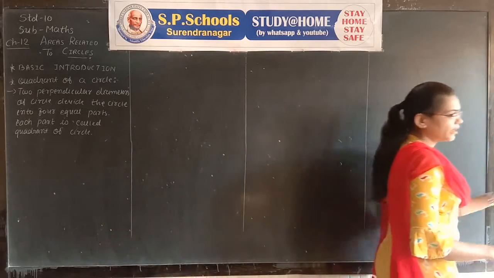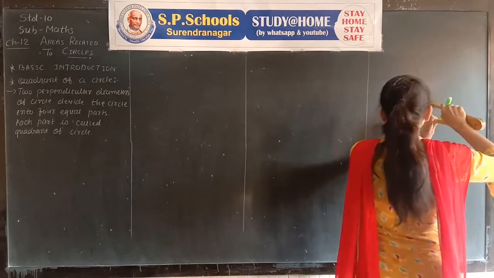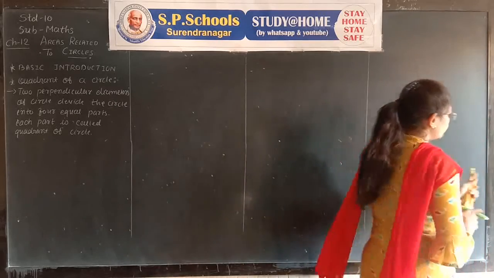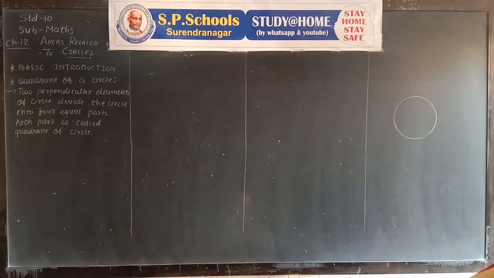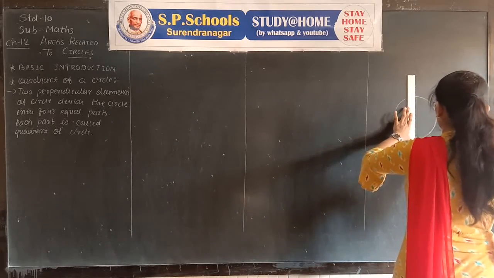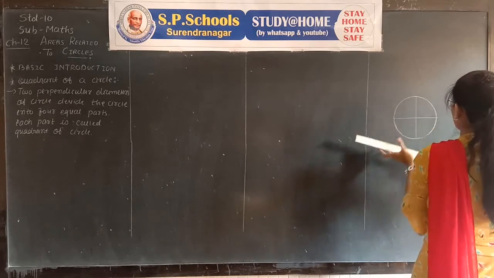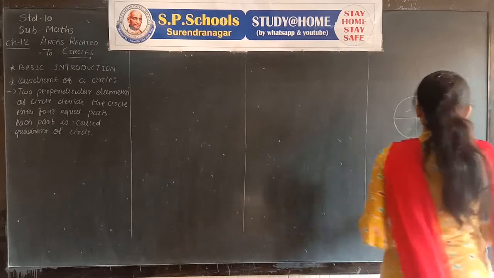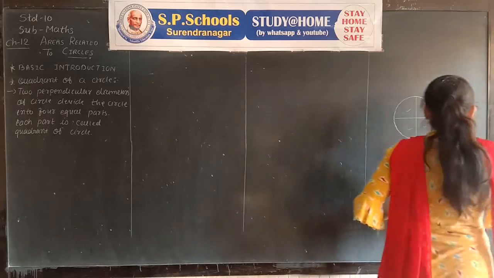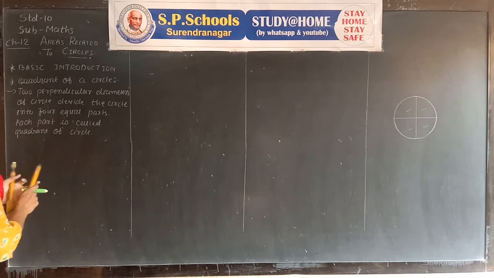Two perpendicular diameters of a circle divide a circle into four equal parts. To understand this, one circle is here and let's draw two perpendicular diameters. These two perpendicular diameters divide the circle into four parts and each part is called a quadrant of the circle. I am drawing here only one part of this circle.